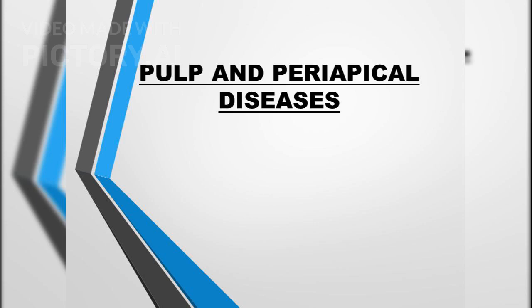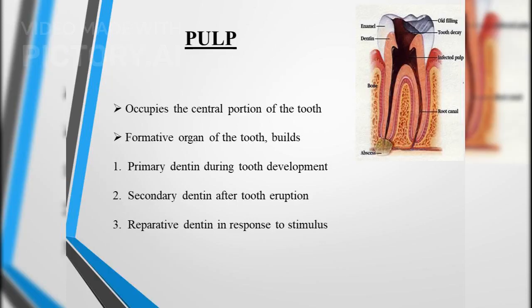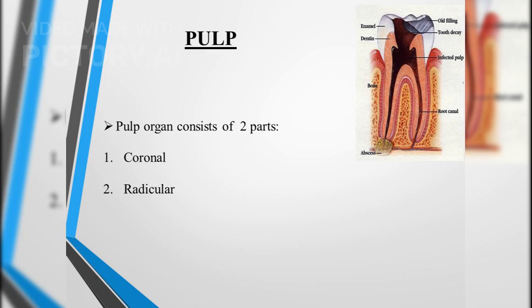Welcome to our exploration of pulp and periapical diseases, crucial topics in dental health. The pulp occupies the central portion of the tooth and is vital in forming primary, secondary, and reparative dentin throughout different stages of tooth development. The pulp organ is divided into two main parts, the coronal and the radicular, each playing a distinct role in dental health.